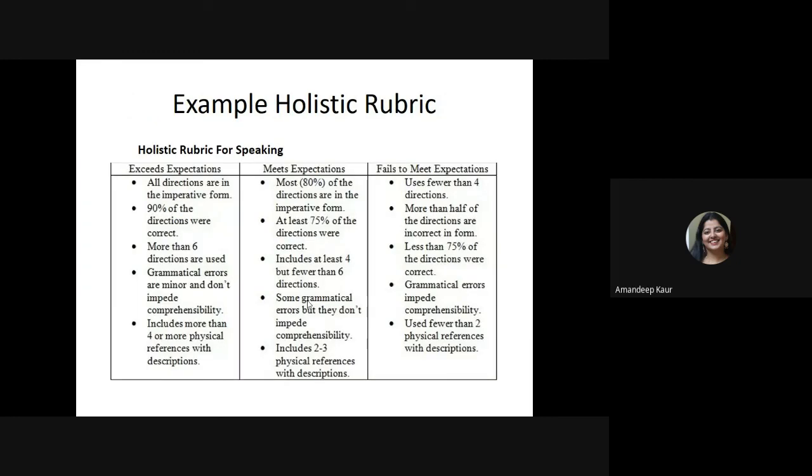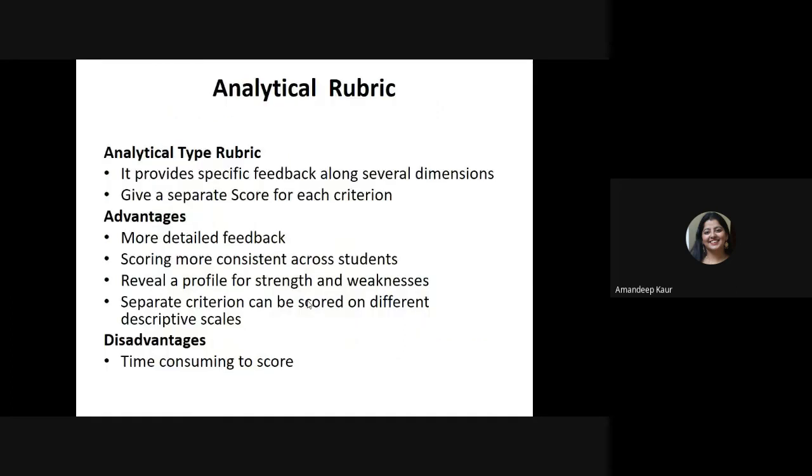Another example of a holistic rubric sheet is, for example, for a speaking activity, the scale is given up to 3 levels only, and then a description is provided to the student of what we mean by exceeding expectation, meeting expectation and fails to meet expectation, to give reference to that particular candidate of what we mean by the approach of the student. Next is the analytical kind of rubric sheet.